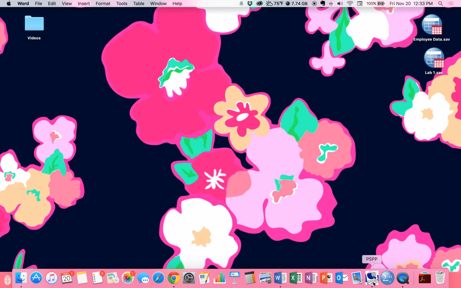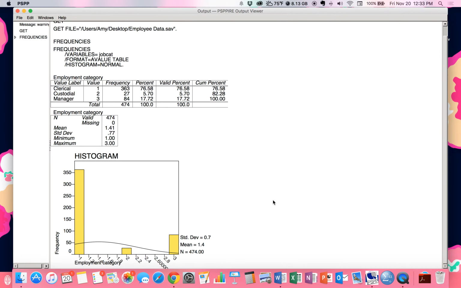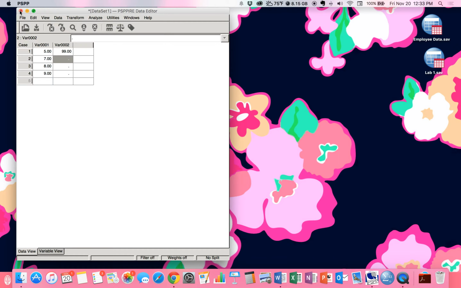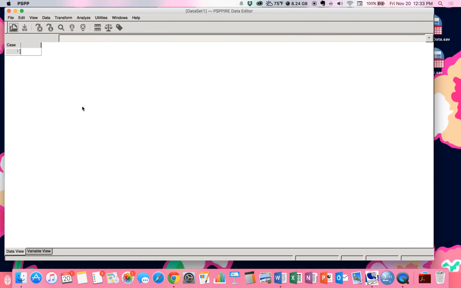But because I'm using a Mac, PSPP can be a little bit funny. So I am going to open up this, and it says, oh, I already have some files open. So I'm going to close these really quickly. This is my data that I'm going to use for my second demonstration. So I'm going to say, okay, PSPP, open up. Sorry about that. And this is what it opens up as, a blank data window.